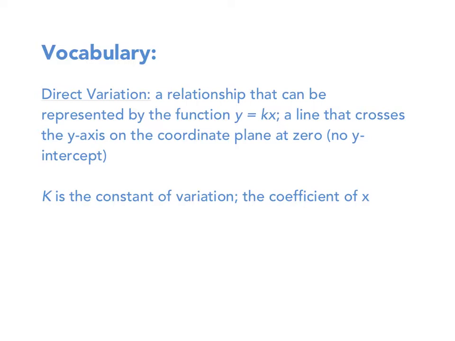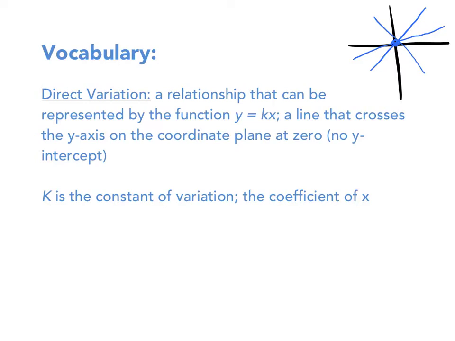So, some vocabulary you need to get down. A direct variation is a relationship that can be represented by the function y equals kx. What does that mean? All it is, is a line that crosses the y-axis on the coordinate plane at 0. There's no y-intercept. So if you have a line and it crosses like that, or even like that, it should be at (0, 0). Whichever line has a y-intercept of 0 is a direct variation.